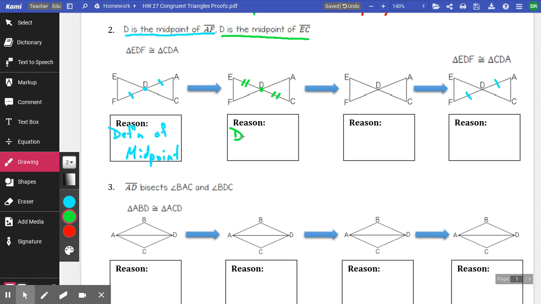And so we won't put given here. We'll put definition of midpoint because it's that word midpoint that told us that we could mark the diagram in this way. We'll mark it here. We will mark those same segments here in the final diagram.